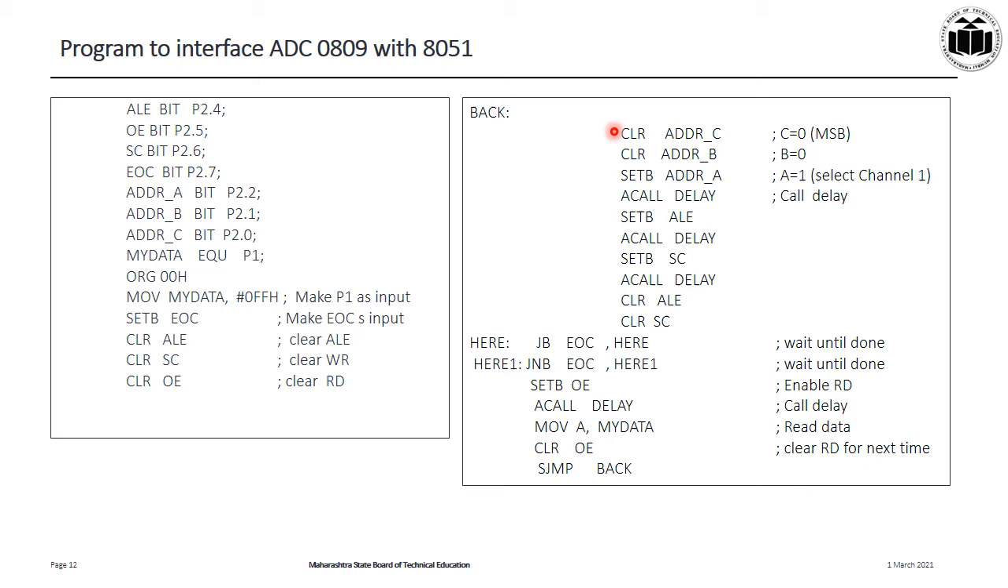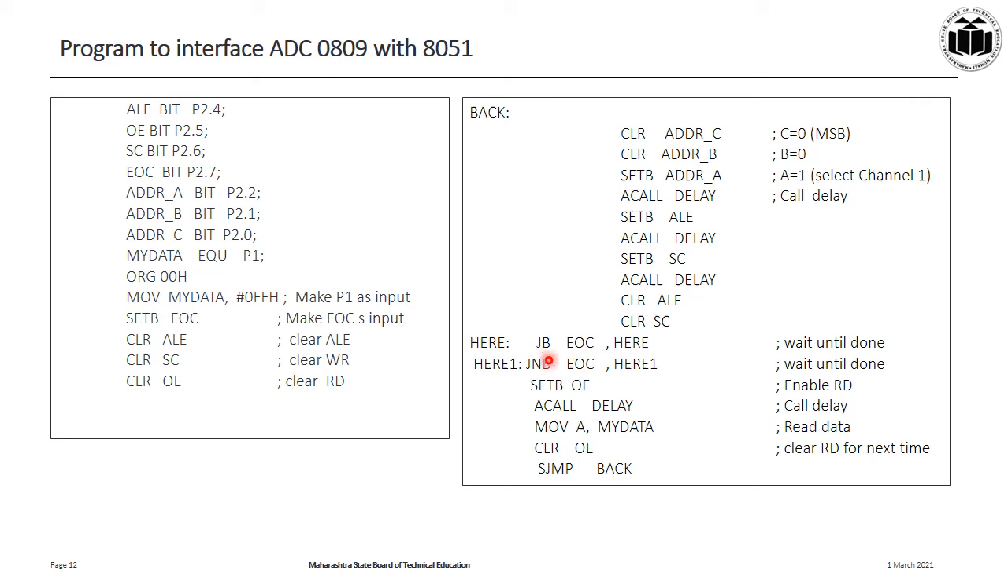Now first we select the channel. So 001 will select channel 1, as the input was connected on channel 1. A delay is called. Then ALE is set. This delay is required because we are sending a pulse, so there has to be a delay. Same, SOC is also set to start the conversion. Now ALE is cleared and SOC is also cleared. So this will create a pulse: low, high, and then again low by clearing.